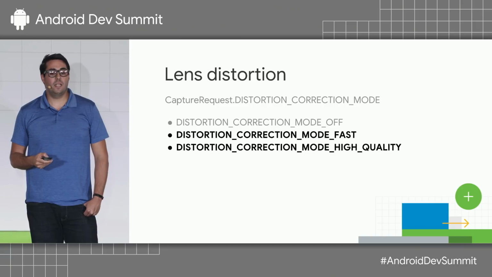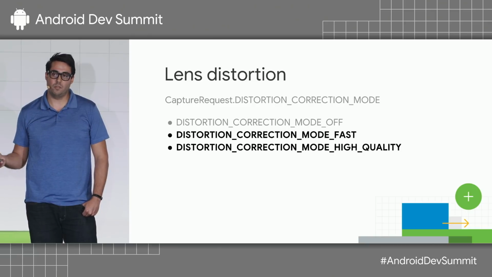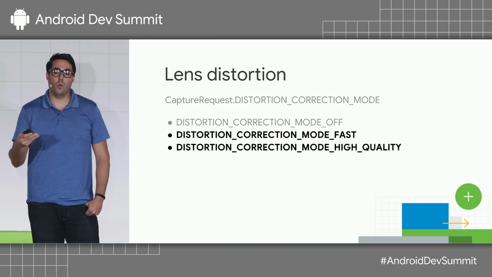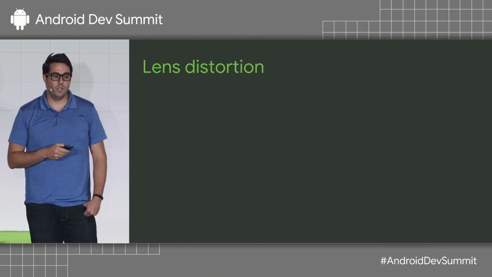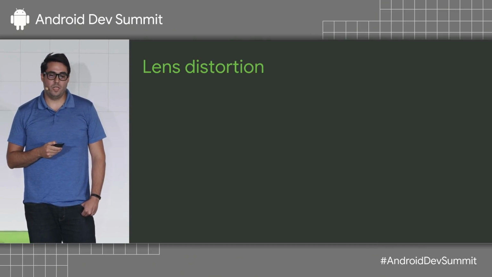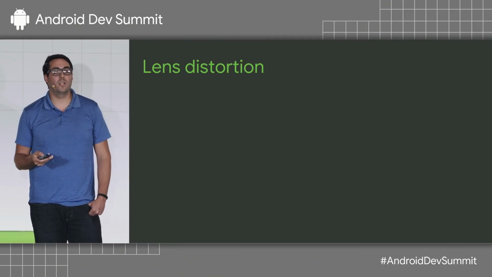If we don't specify a correction mode, it will be either fast or high quality. It is going to be up to the implementation details, which is the default. You as a developer can query to see which one was applied to your capture request. Let's see a code snippet demonstrating how this lens distortion is set to high quality, which is probably what we want for a still image capture.